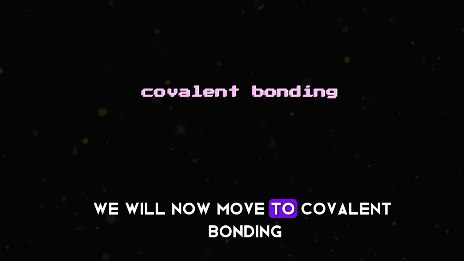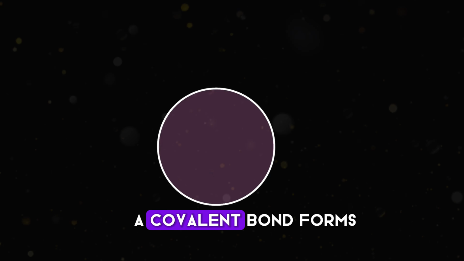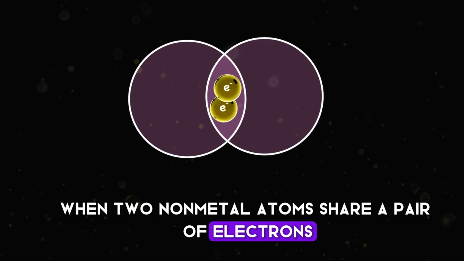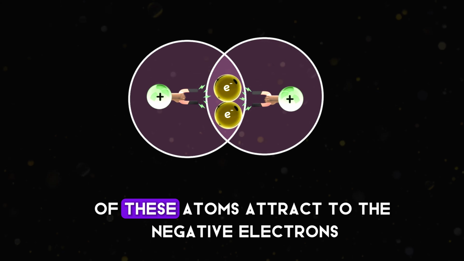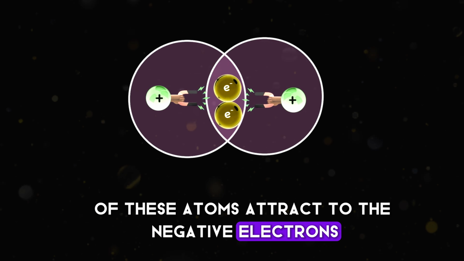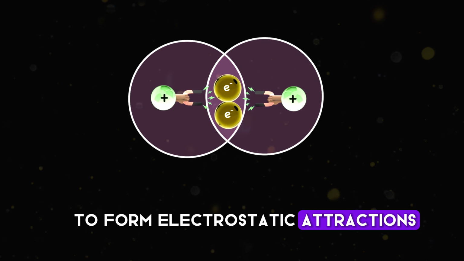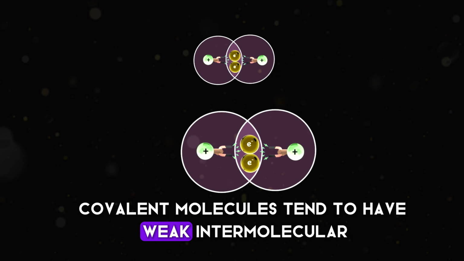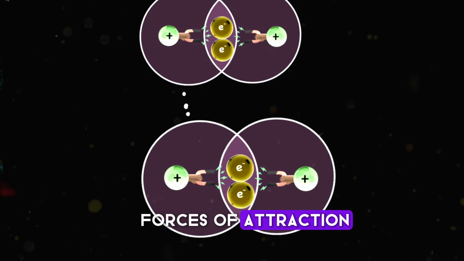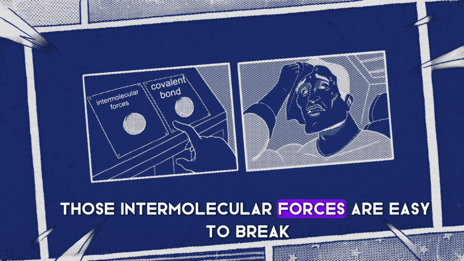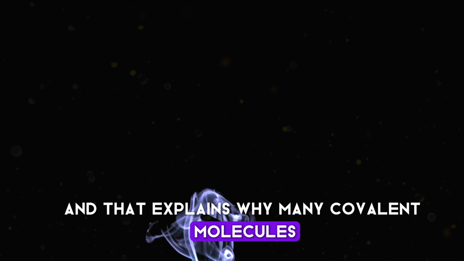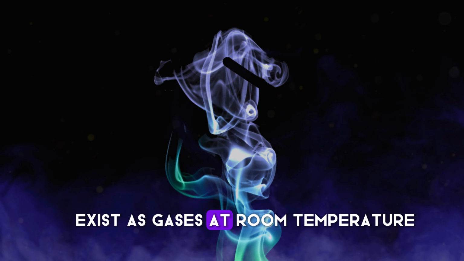We will now move to covalent bonding. A covalent bond forms when two nonmetal atoms share a pair of electrons. The positive nuclei of these atoms attract to the negative electrons to form electrostatic attractions. Despite the strong covalent bonds, covalent molecules tend to have weak intermolecular forces of attraction. Those intermolecular forces are easy to break, and that explains why many covalent molecules exist as gases at room temperature.